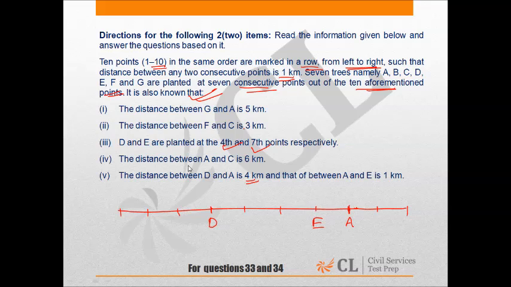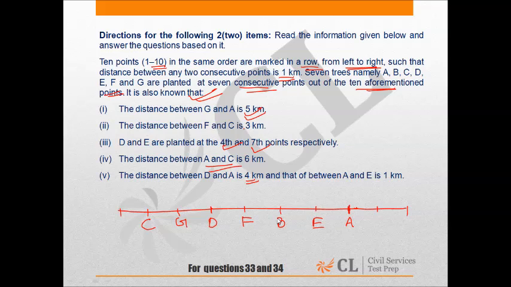The distance between A and C is 6 km. If A is here and the distance between A and C is 6 km, then C would be at this point. Now the distance between F and C is 3 km. If C is here and the distance between F and C is 3 km, then F would be obviously here. And the distance between G and A is 5 km. If A is here, then G would be here, such that the distance between G and A would be 5 km, and the remaining, that is B, would be here, because 7 trees are consecutive points.